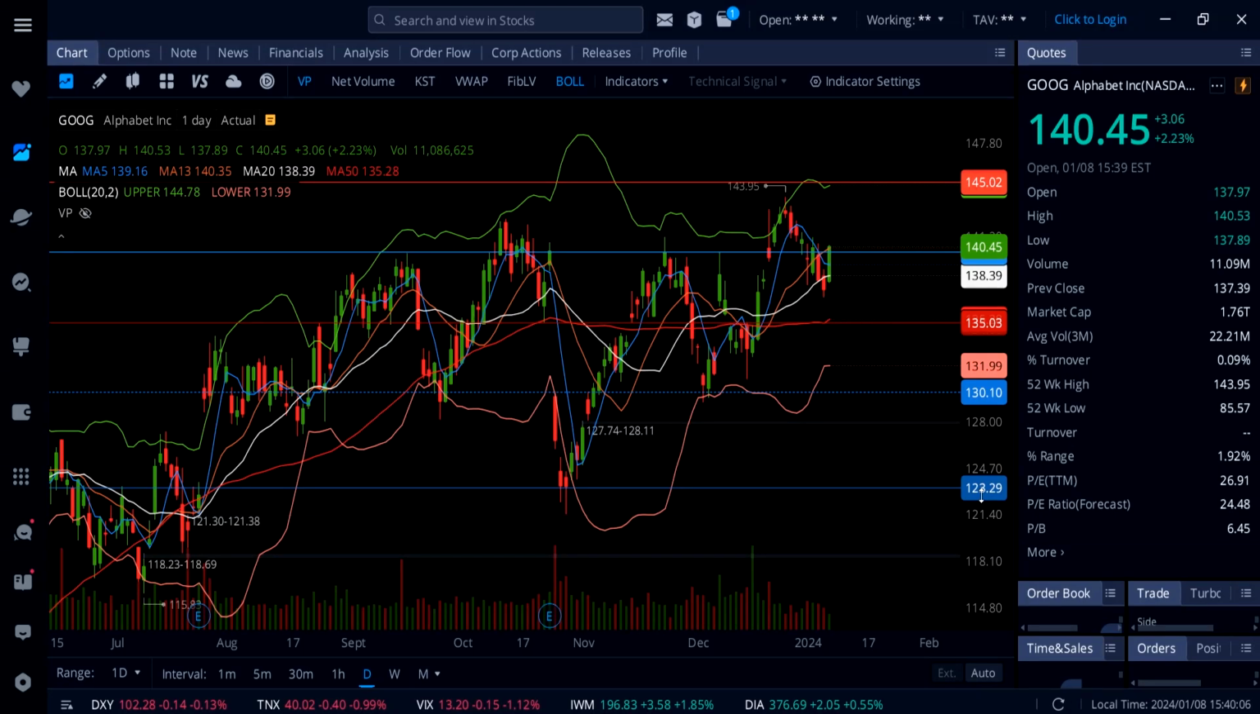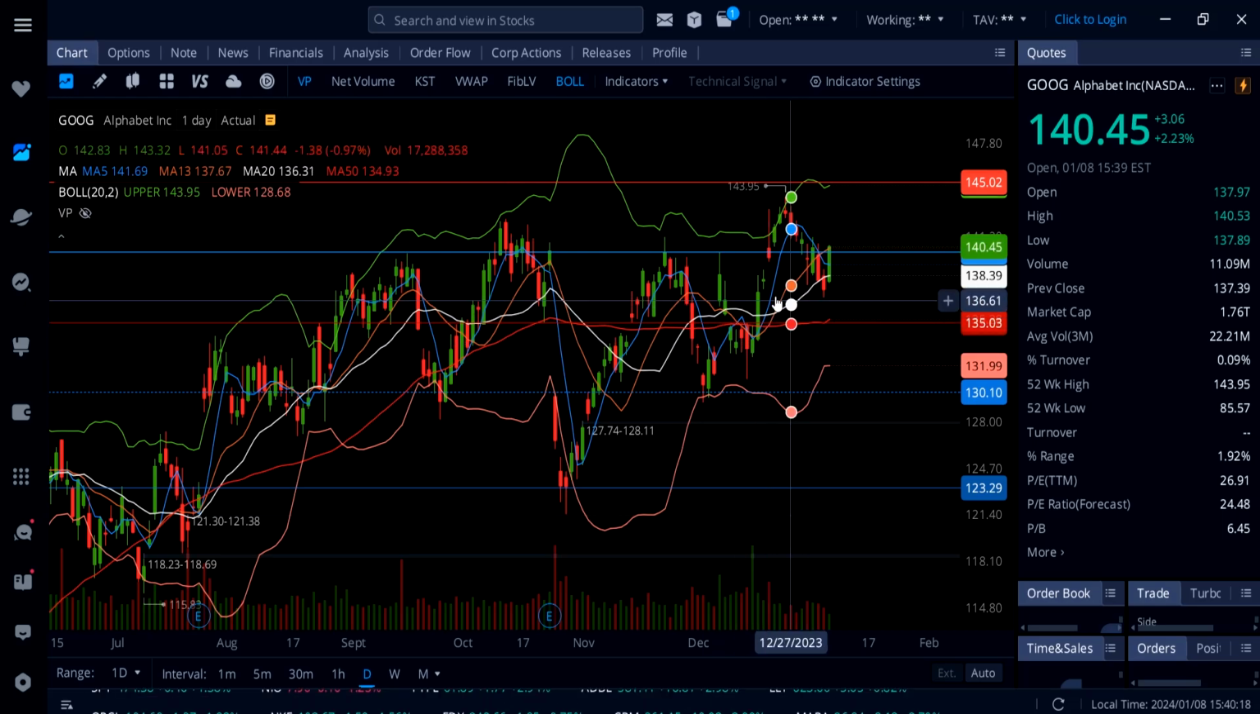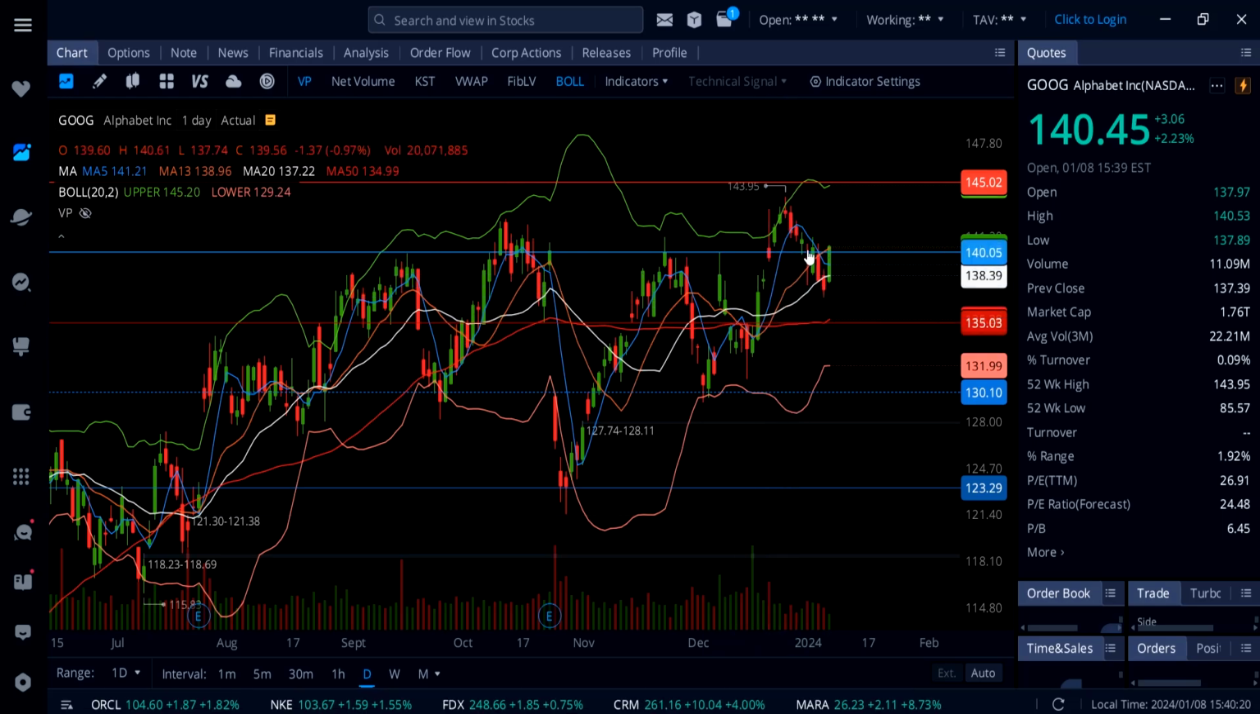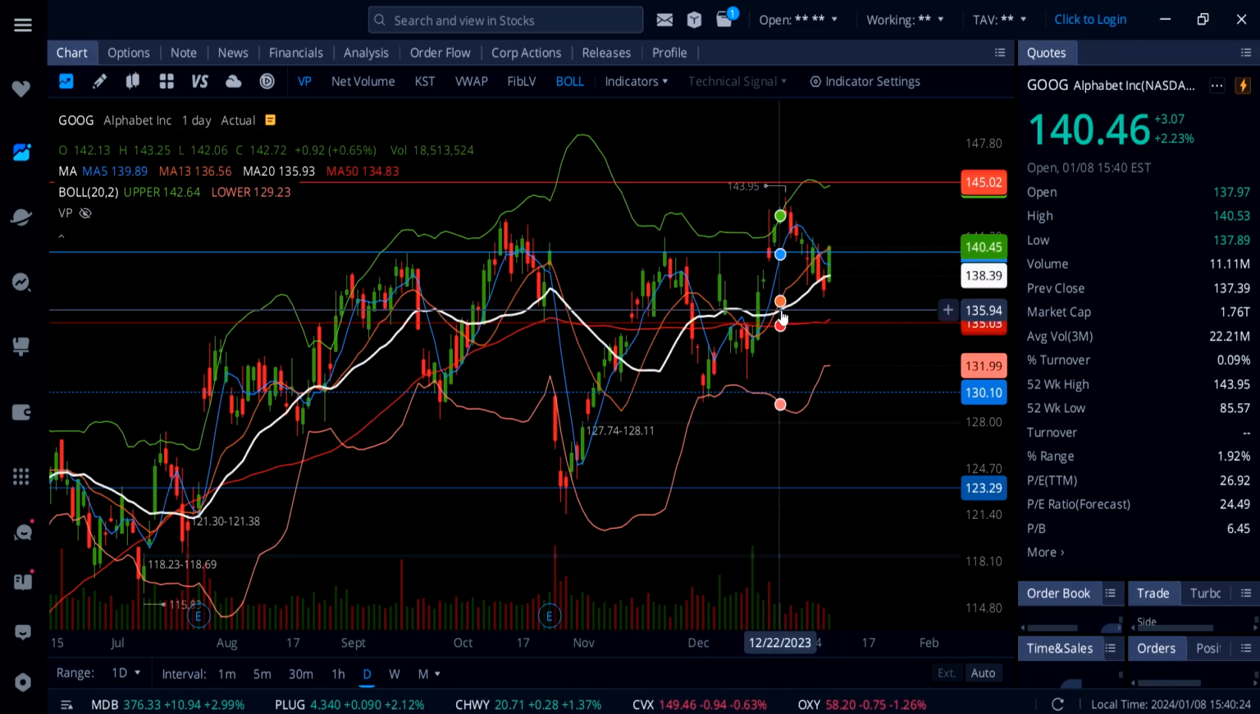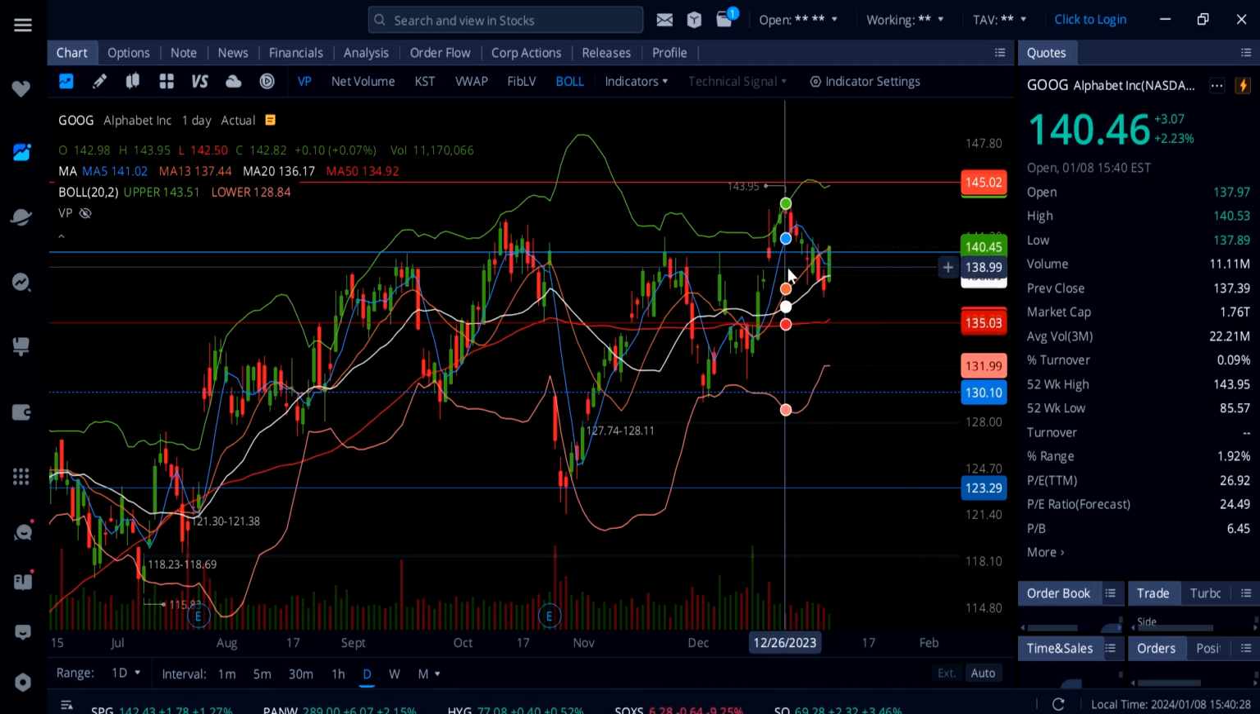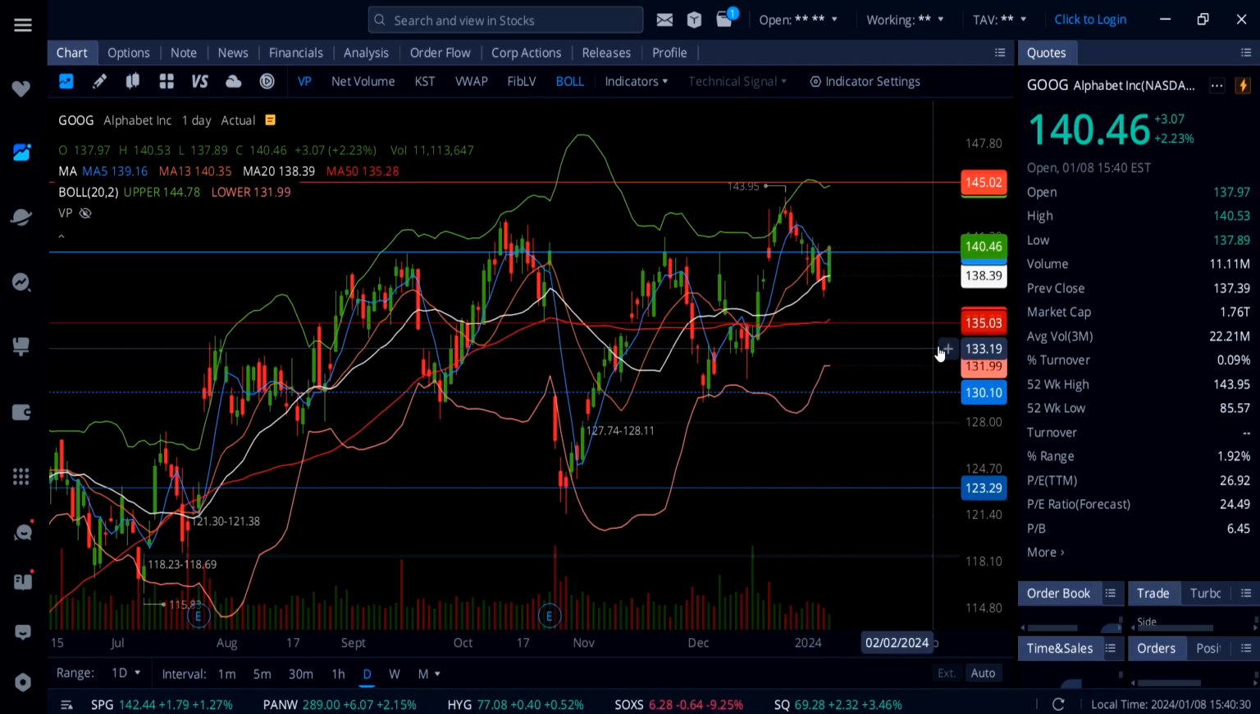On Google stock, it's up 2.23%, and Google is now trading above 140, and that should open up the door for a run all the way up to 145 on Google stock. Now this support needs to hold right here, 140, because below that Google can drop all the way down to the 20-day moving average, 138.39, and then a strong support we also have down here at 135.